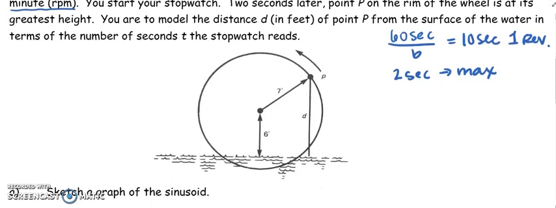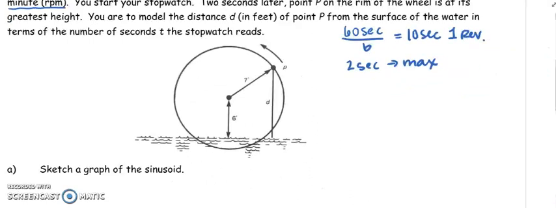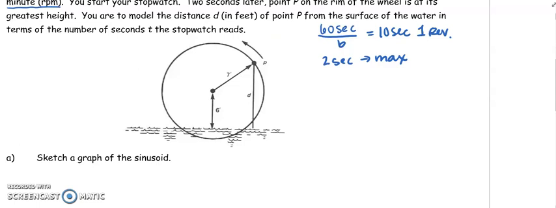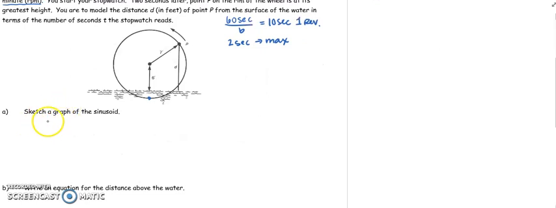Okay, so let's go down here and let's see if we can use some of this stuff. I'm going to zoom out a little bit. Sketch a graph of the sinusoid. Well, I know at 2 seconds it is at its maximum height. And let's look at what is going on here with this wheel. It's 6 feet to the water, but 7 for the radius, right? So it means we're going to be at -1 when we're all the way down here. So I know already that we are going to be at -1 at the lowest point. Now, at the highest point, we would be 6 plus another 7 above the water here. So we would be at 13.